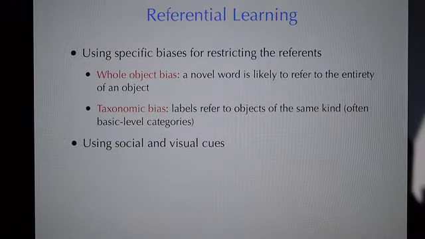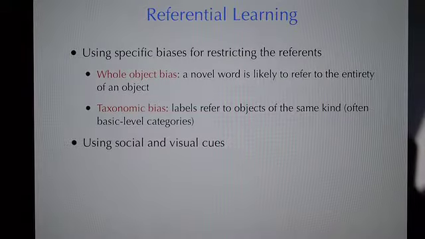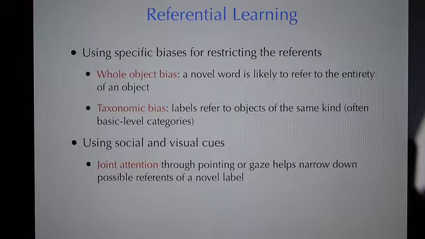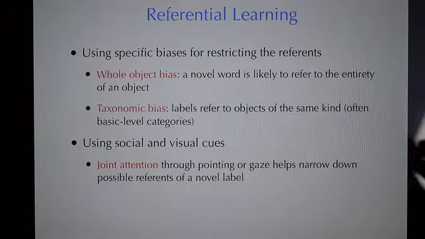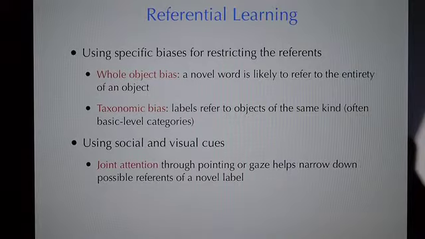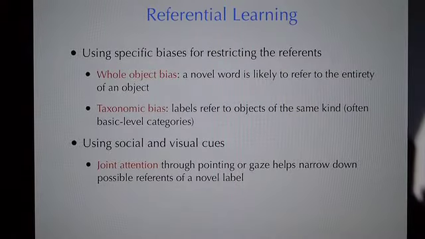And in addition to that, it could be that learners rely on social and visual cues to narrow down the reference of the words that they hear. For example, it has been shown that adults try to establish some form of joint attention by using their gaze or by pointing at things that they want to talk about, and children learn to become, or are innately, sensitive to these cues.